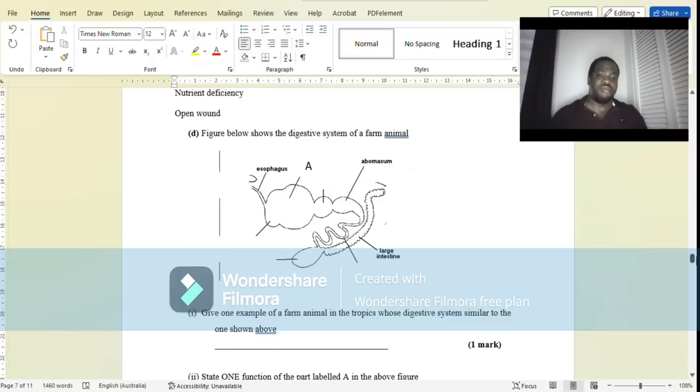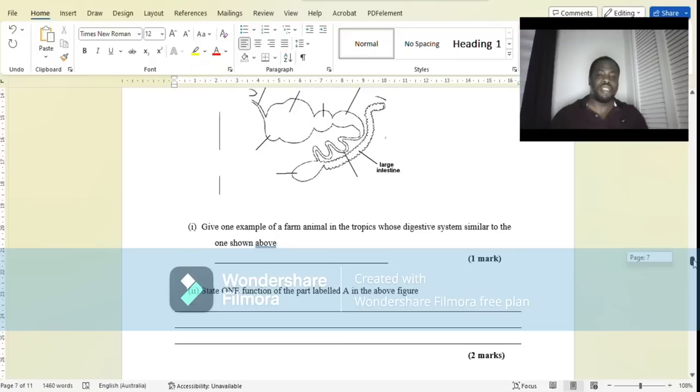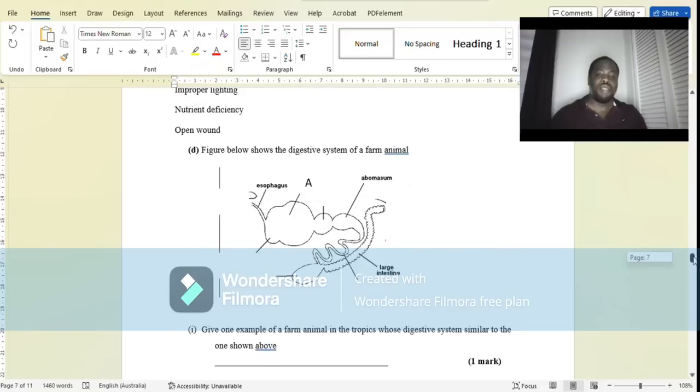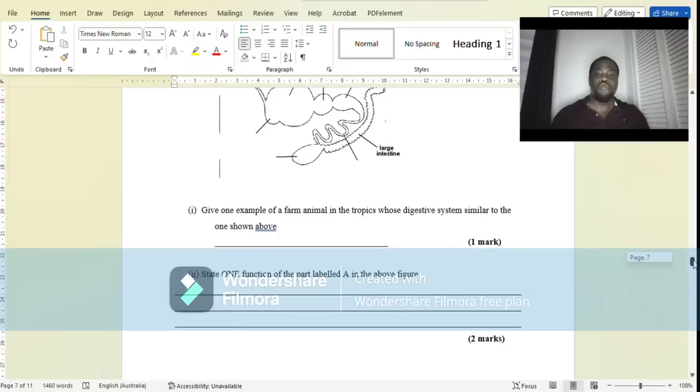Now, it says, give one example. We basically answered that part. You can have a sheep, a goat, a cattle. State one function of the part labeled A. The part labeled A is the rumen. And we know the rumen is the fermentation vat.